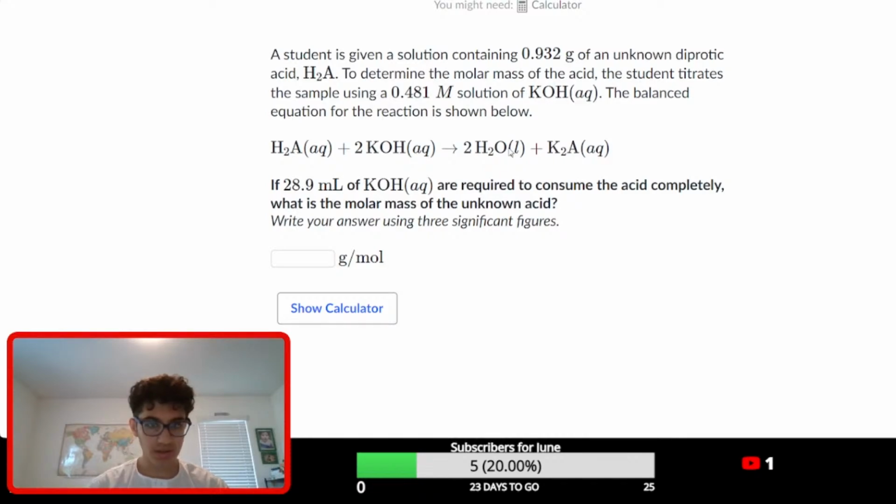Okay, same thing. So let's figure out the number of moles of potassium hydroxide, which is 0.481 times 0.0289. That's the number of moles. Now we can divide this by 2 to get the number of moles of H2A. And now we do 0.932 divided by that answer to give us a final answer, which is similar to the other two we've done, 134.